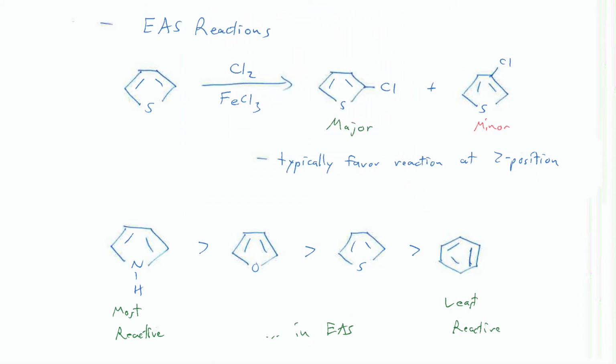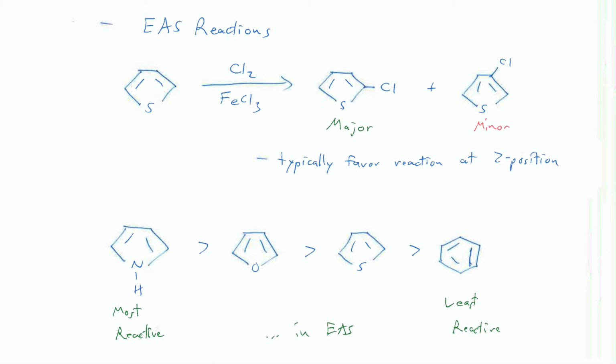Essentially, this means that the resonance contribution from the lone pair on the sulfur in thiophene to stabilize that carbocation intermediate is actually pretty poor. And it means that the intermediate formed from furan is simply more stable than that formed from thiophene, making furan more reactive.